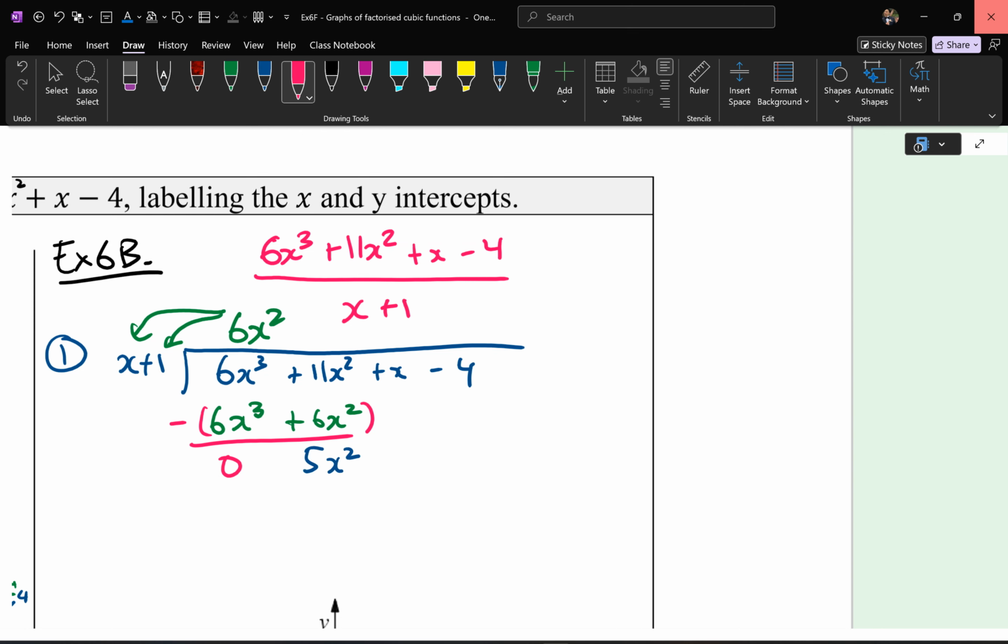What do you do next? Here's my remainder. How do I continue the algorithm? What do I do now? Can I please have, let's go with Akisha. What do you do next? So minus, I got that. What's the next step?